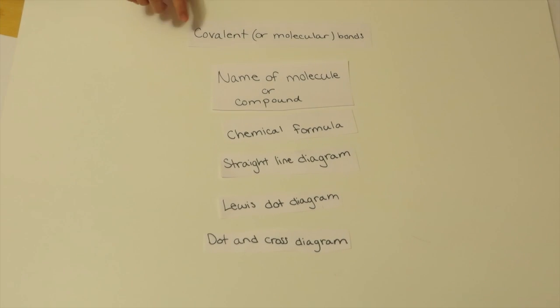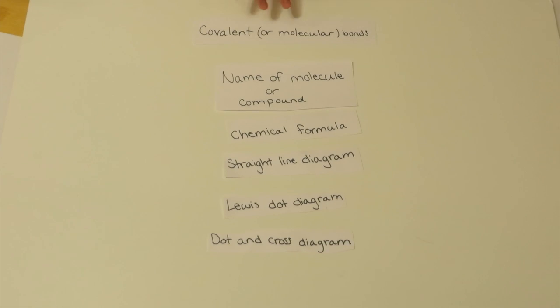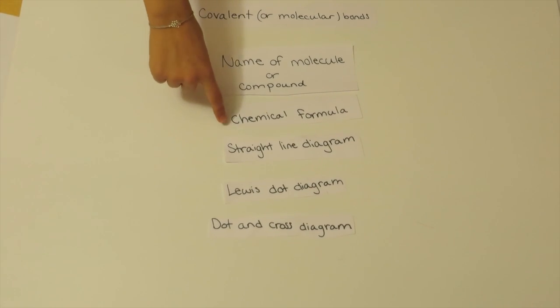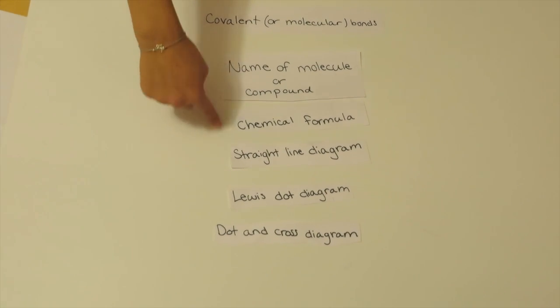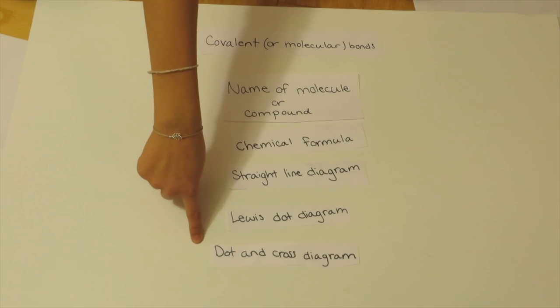A quick recap. There are 5 different ways to express covalent or molecular bonds. By their name, by their chemical formula, by a straight line diagram, a Lewis dot diagram, or a dot and cross diagram.